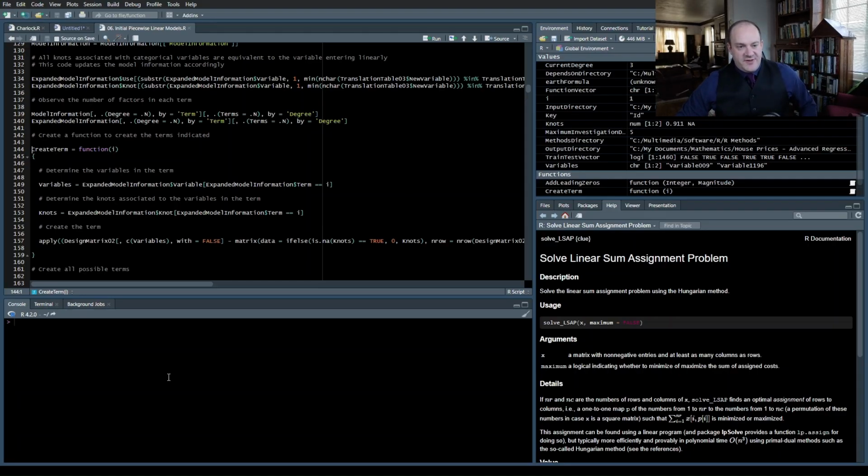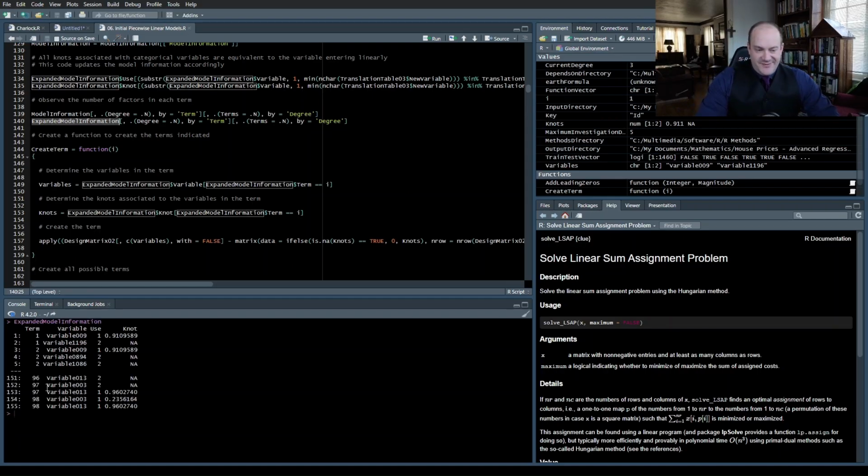And that's the point of this function here. It's going to go through the expanded model table, all 98 terms of it, and term by term, it's going to say, okay, what were the variables? Okay, what were the knots, the thing that you subtract off? Okay, now take the product of them.